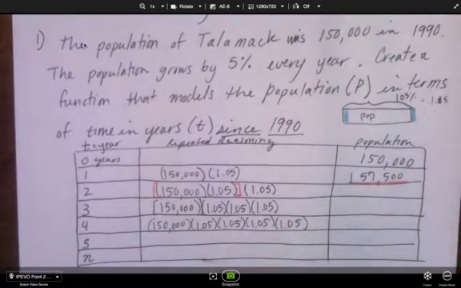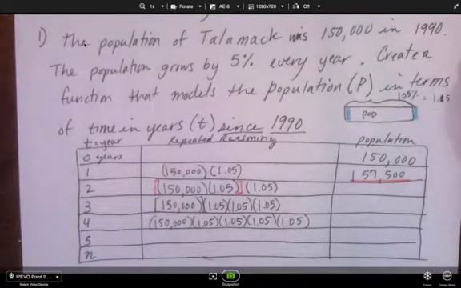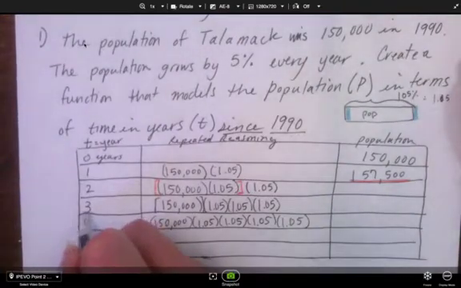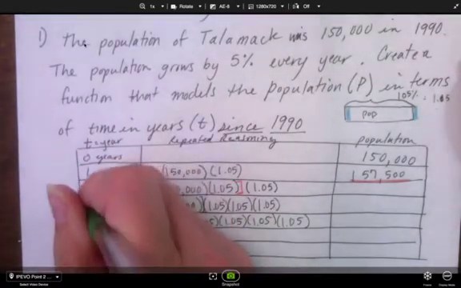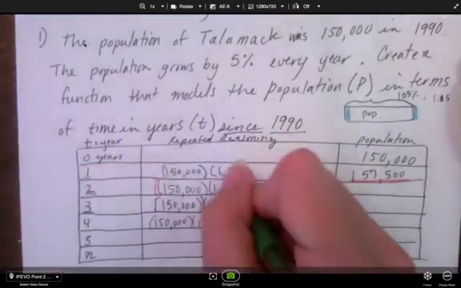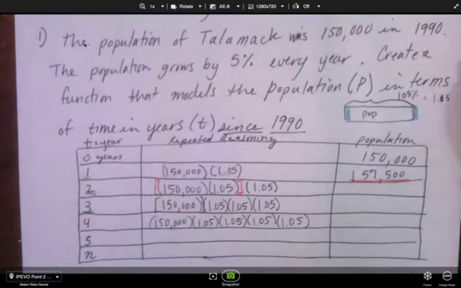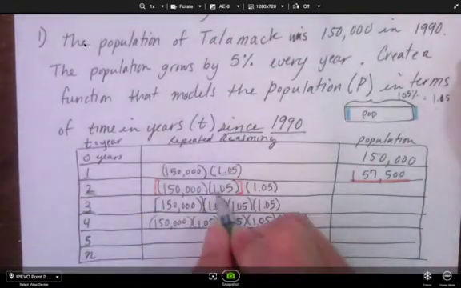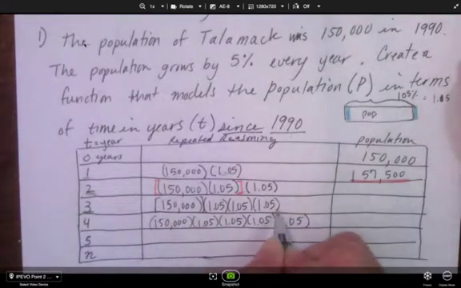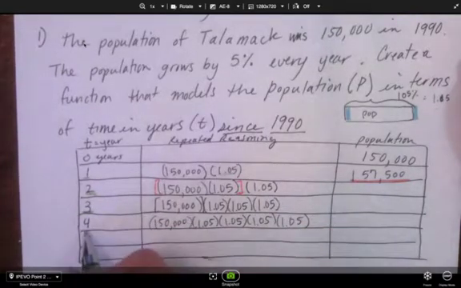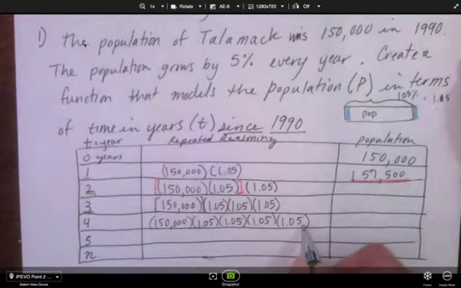So at some point, this is starting to get pretty tedious, right? Do you notice any patterns? You might look for things like relationships between the input and repeated reasoning. So in this case right here, there is one 1.05. And then here there are two 1.05s. And then there are three 1.05s. And there are four 1.05s.